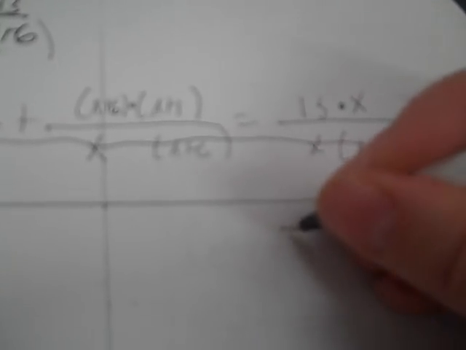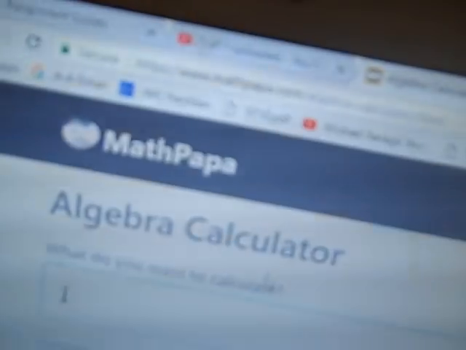And now I can set up my equation here. Over here you pretty much know 13 times x is 13x, that's not brain surgery. Now this one here, you can go to your Math Papa calculator and punch in 1 times x, plus parentheses x plus 6 times parentheses x plus 1. Close that. That's x squared plus 6x plus 8x plus 6.